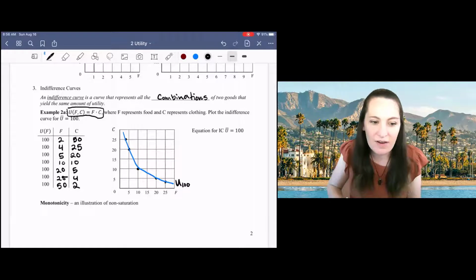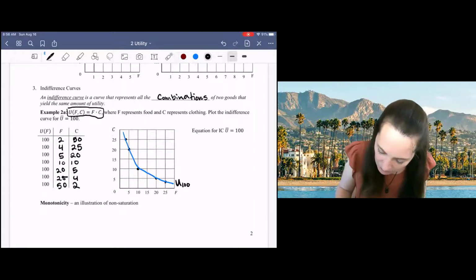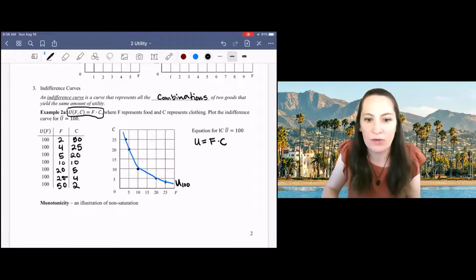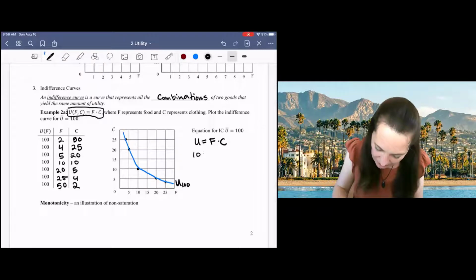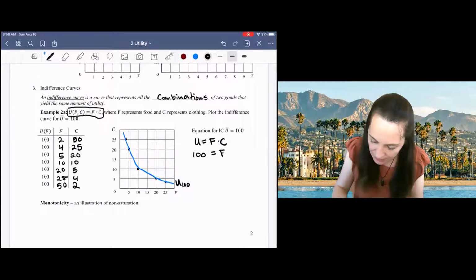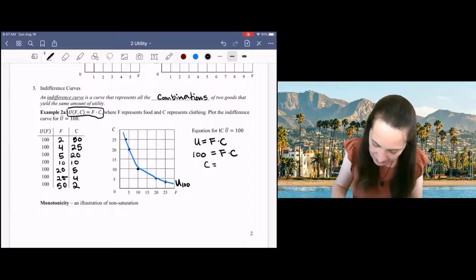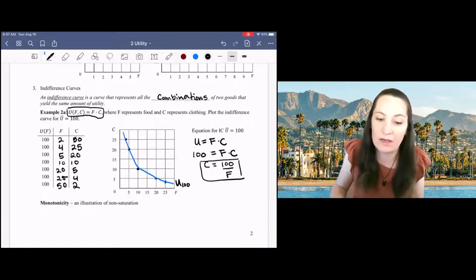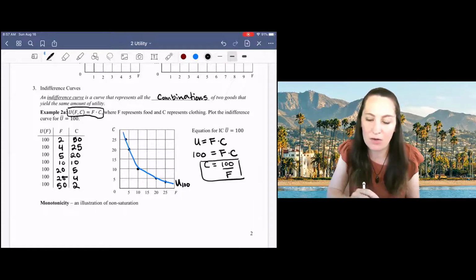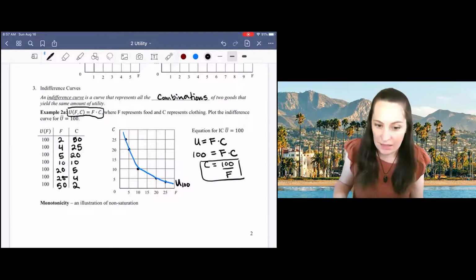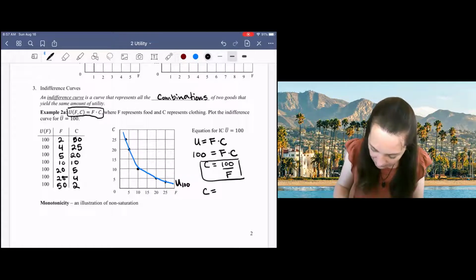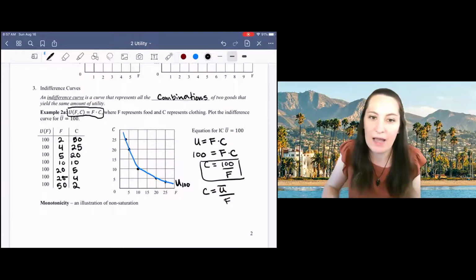And I can find an equation for this curve by just taking my utility function and plugging in 100 for utility, right? So utility on this line is always equal to 100. Now I've got my two consumption goods. I'm just going to solve for the y-axis consumption good, and I get this equation. So this is the equation of this particular indifference curve at utility of 100. And the generic formula for this function would be any quantity of utility, divided by f.